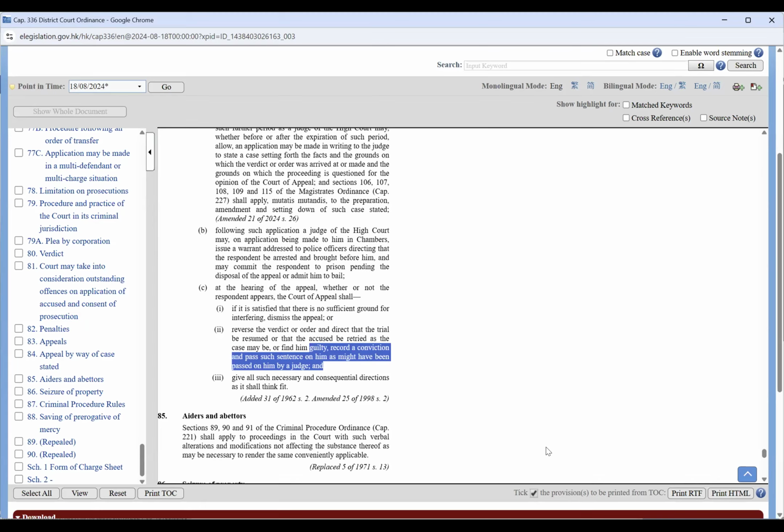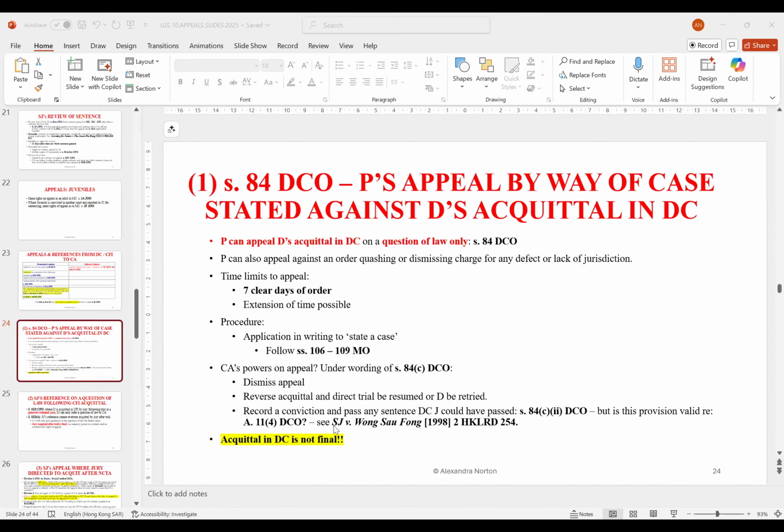So actually, this provision is a very good example of why you should never rely on the statutory provision itself. You always have to look at the underlying case law as to how it's interpreted these statutory provisions. And if you look at this case of SJ and Wong Sao Fong, then it tells you that actually this provision is unconstitutional. Because remember, Article 11 of the Bill of Rights, the defendant has a right of appeal.